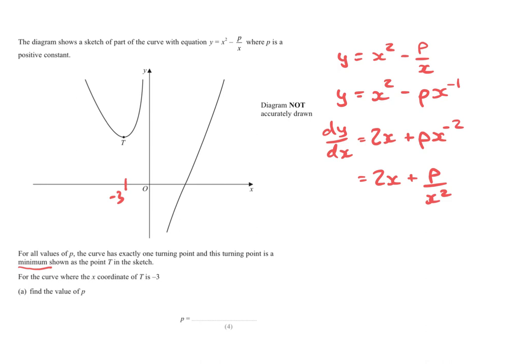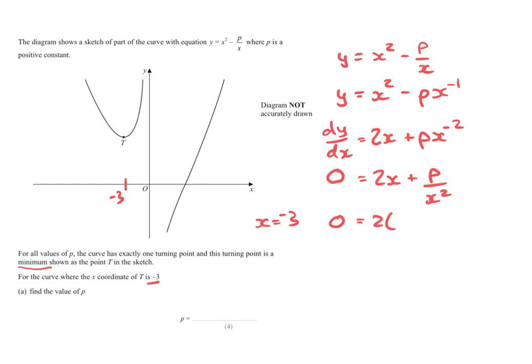Now, that's the equation of dy by dx. Remember, when we differentiate, we can actually then calculate the gradient of a tangent at that point. Now, we know this is a minimum, so the gradient will be 0. So I can put 0 equals 2x plus p over x squared. And reading in the question, it says the x coordinate is minus 3. So I know x is equal to minus 3 at this point. So I can put that into my equation.